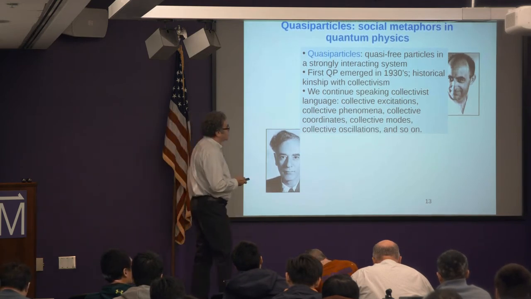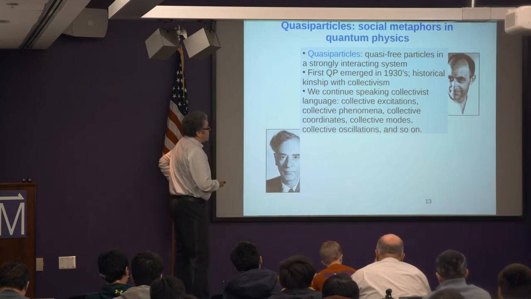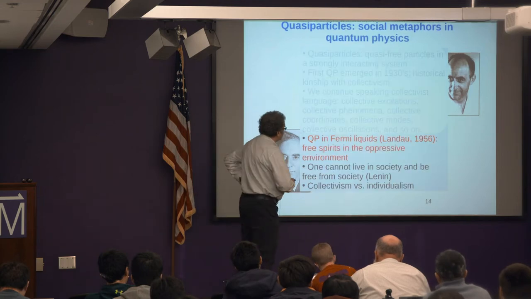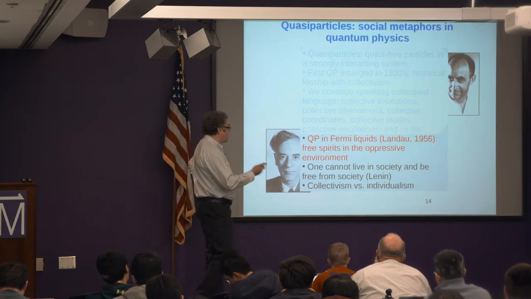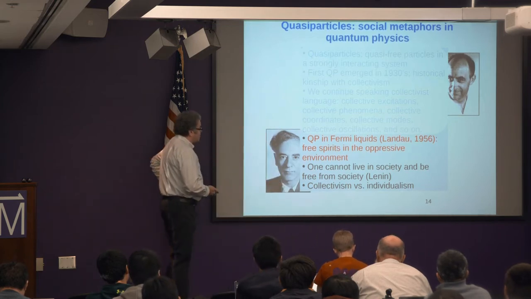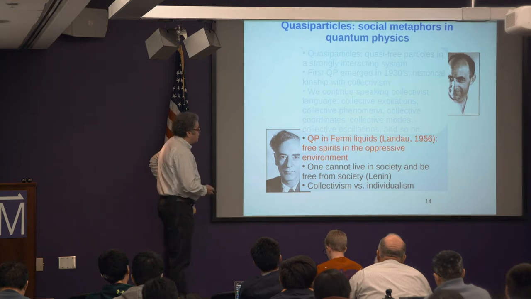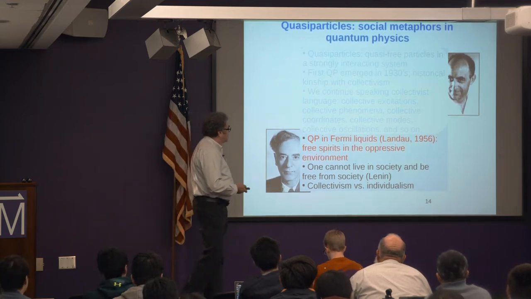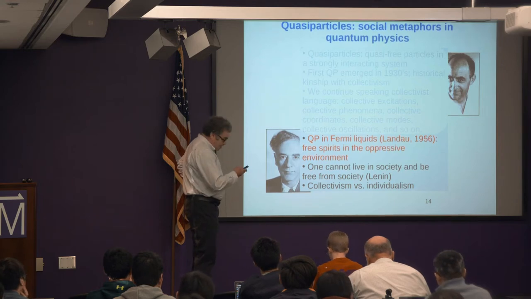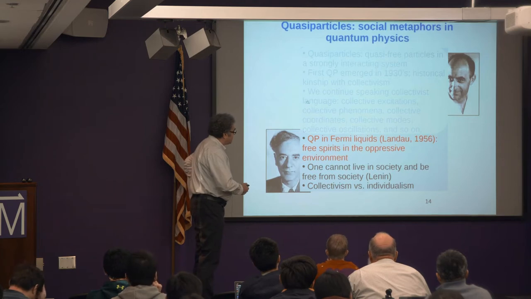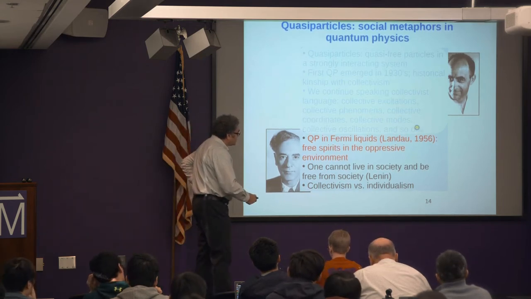But then things evolved, and the world evolved, and thinking evolved, and the terminology evolved with it. He says that one can trace the change in terminology to the change in political thinking. In the course of events, people became less trusting of collectivism and more attracted to the individualist point of view. That happened in different countries at different times, but on average it happened around 1956. That's when Fermi-liquid quasi-particles were described.